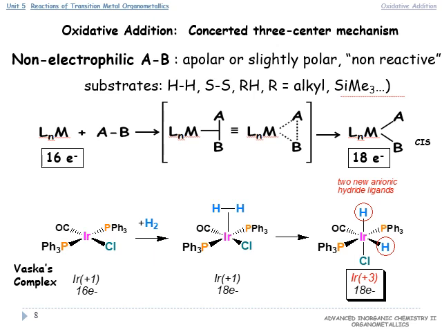We can talk then about a concerted three-center mechanism such as that in the Vaska complex, a 16-electron complex, with dihydrogen. A sigma intermediate complex or transition state is believed to first form, then electronic transfer from the d metal orbital into the antibonding sigma orbital of the dihydrogen provokes the cleavage of the hydrogen-hydrogen bond in the more rapid second step.